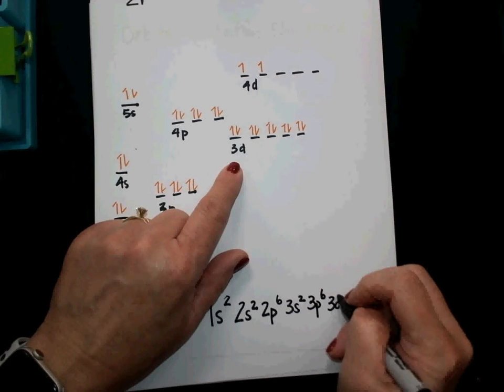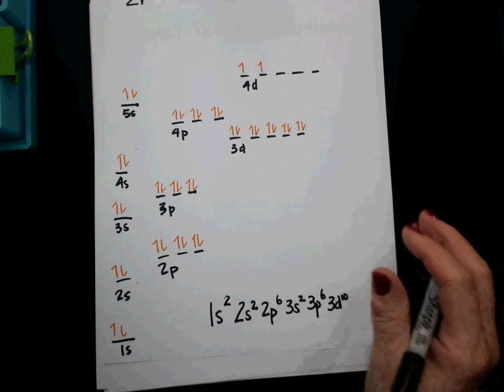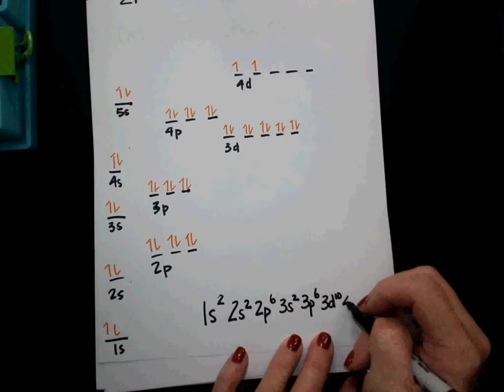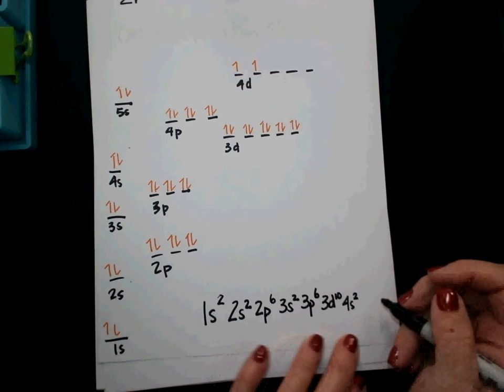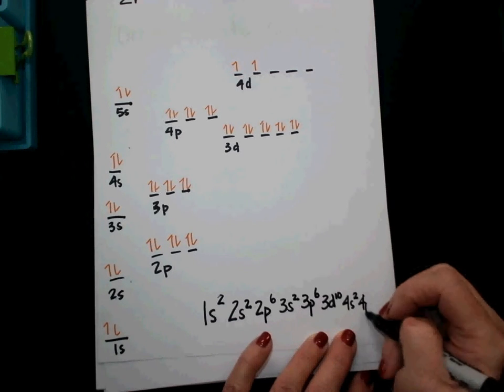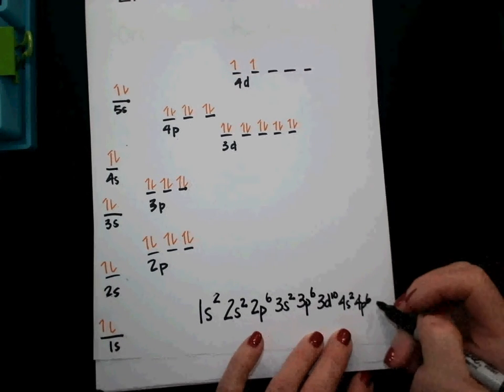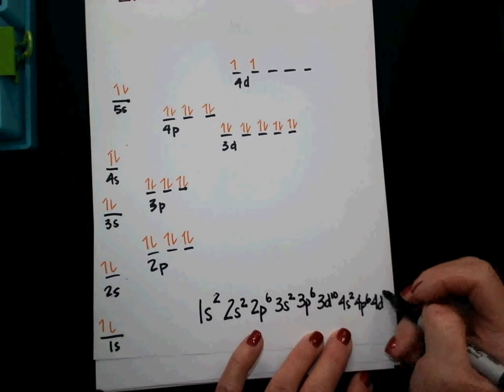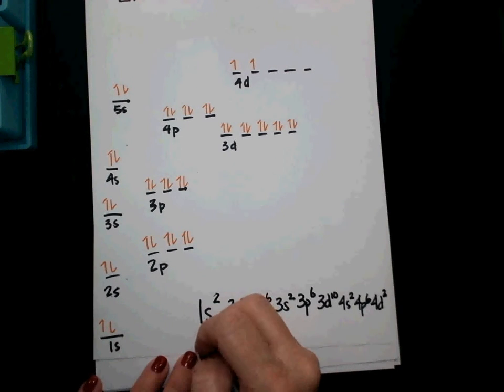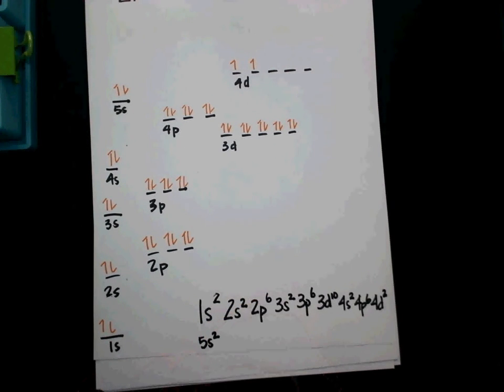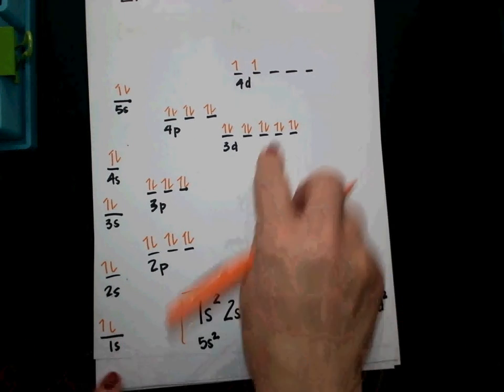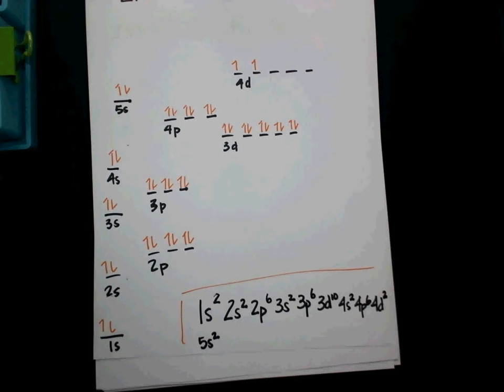And then I move on up: 3s2, 3p6, 3d10. I keep my energy levels together. 4s2, I'm going to run out of room. 4p6, 4d2. And then I would put on my 5s2. So that would be shorthand of this big drawing.